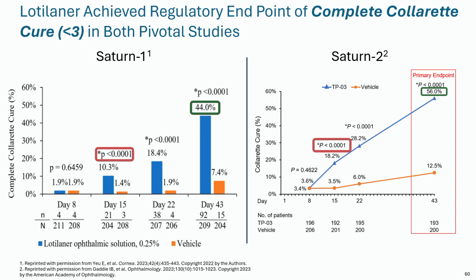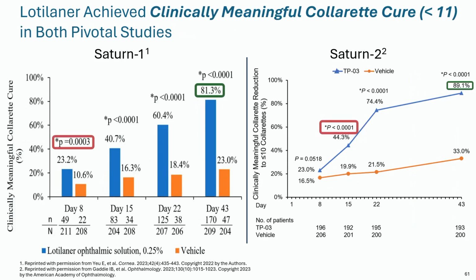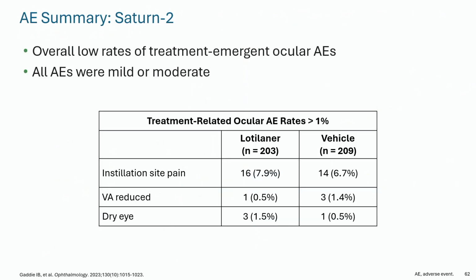But you can see there was statistical significance as soon as day 15. So you can tell your patients, in 2 weeks, you're going to start noticing an improvement. But truly, the treatment out to 6 weeks is what's necessary to achieve that really nice cure. And in terms of a clinically meaningful cure, that was achieved in 90% of patients at 43 days.